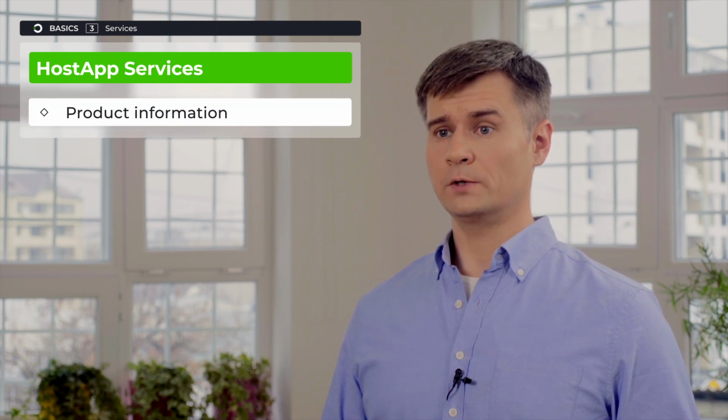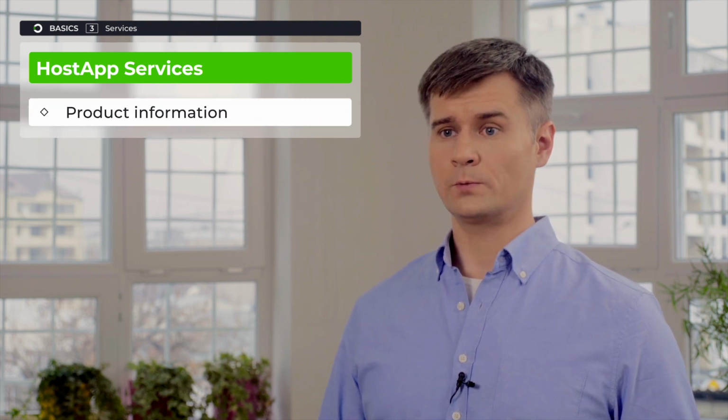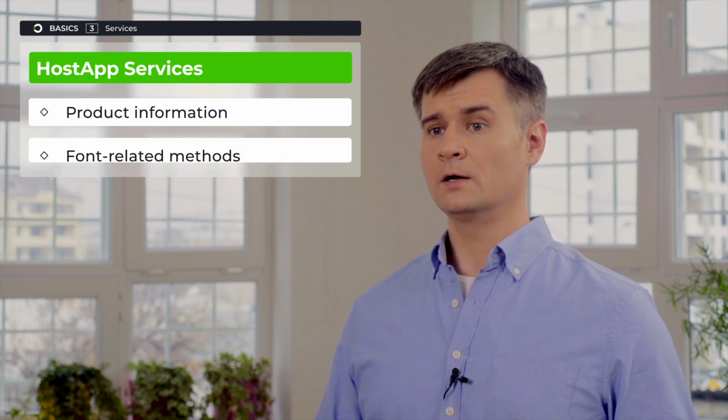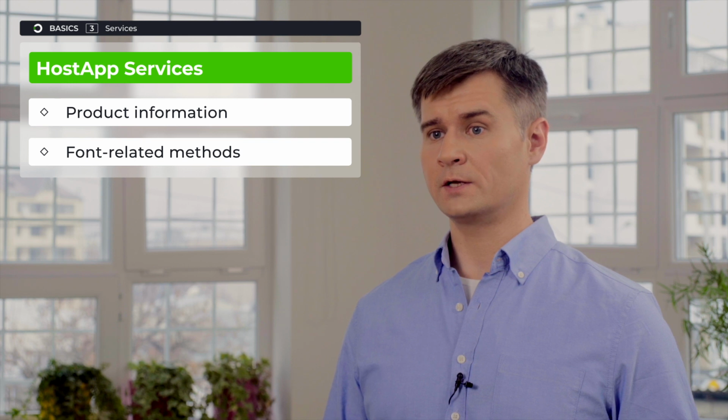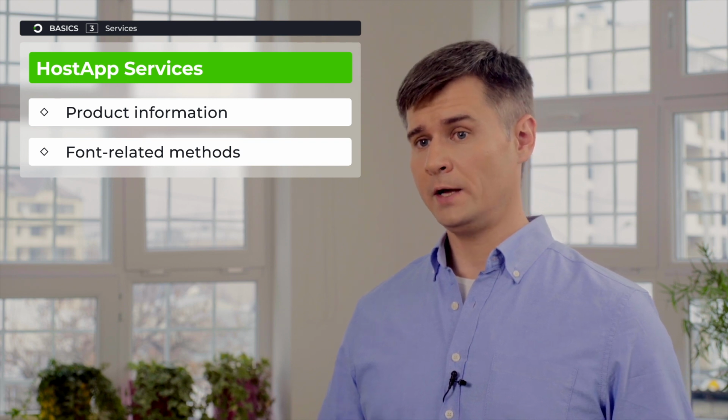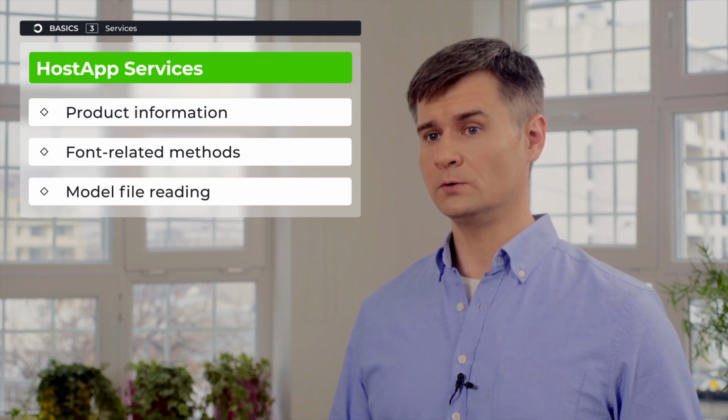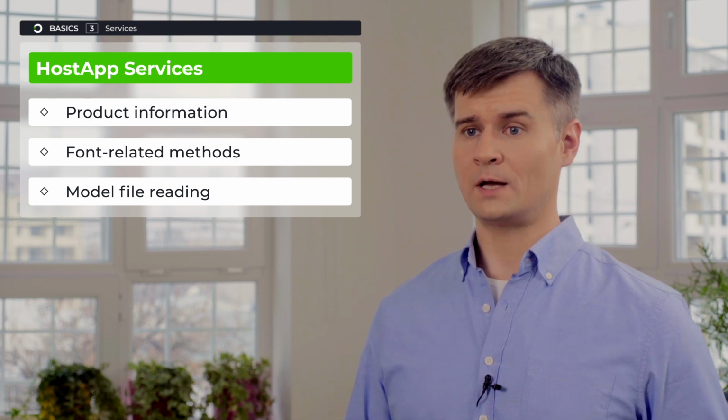As for HostApp services, they are in charge of the following: member product information, for instance, product version, etc. File operations, for instance, find, alternate font, and similar ones. And the very model reading is also implemented as part of HostApp services.